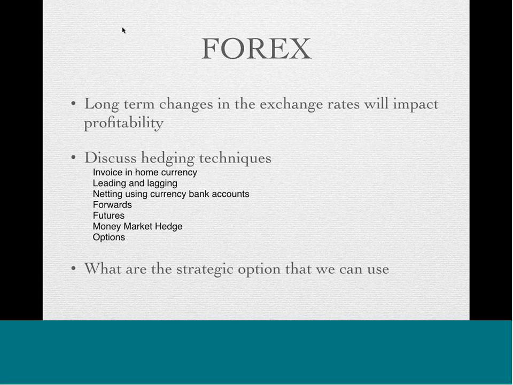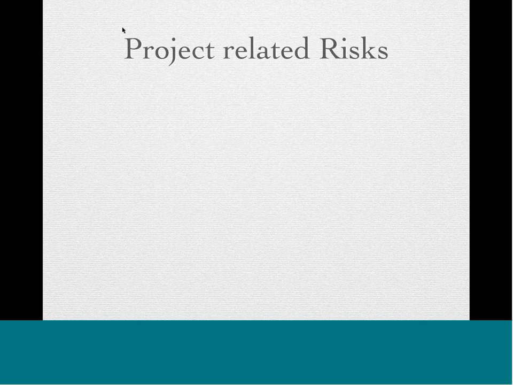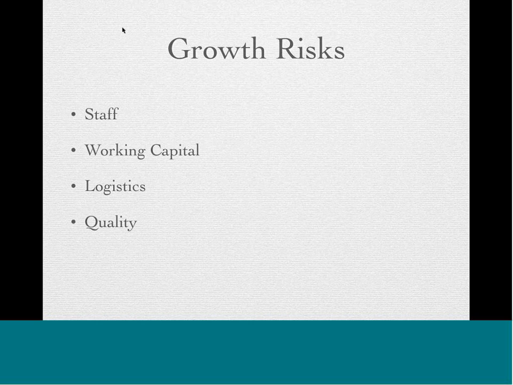Product issues. We have 50 suppliers, we've got internet sales, and we've got sales from other parts of the world. How are we going to manage that? Overseas, there are so many risks involved, and what are they? The risks we spoke about: what are the project-related risks? How are we going to mitigate them? Growth risks. Looking at growth alone is not sufficient. What risks are involved in this growth, and how are we going to mitigate that? Because there will be staff, working capital, logistics, and quality issues that we need to think about.